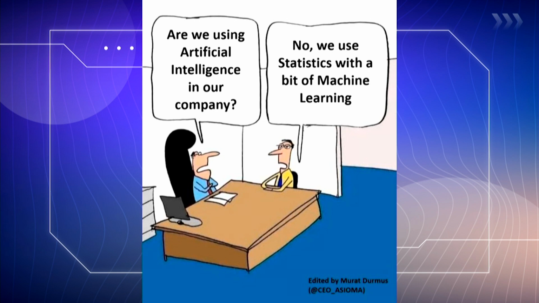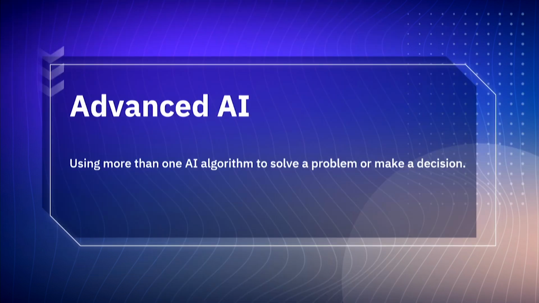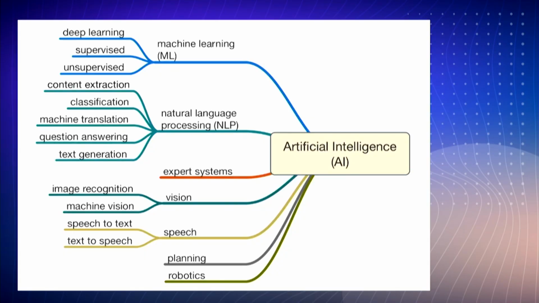advanced algorithms used in artificial intelligence. Basically, once we define advanced artificial intelligence, that means we are using more than one algorithm in order to solve a complex problem or to take a decision. We have a lot of types of artificial intelligence. We have machine learning, we have natural language processing, NLP. We have also expert systems, vision, speech, planning, and robotics.